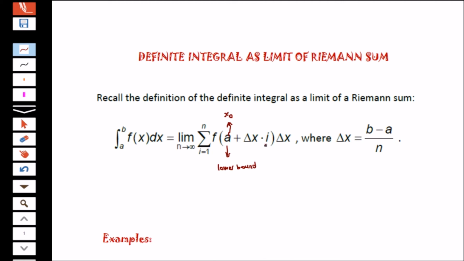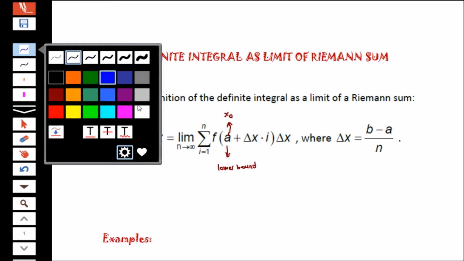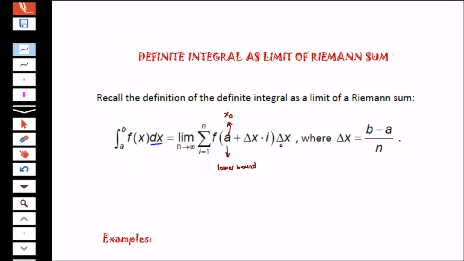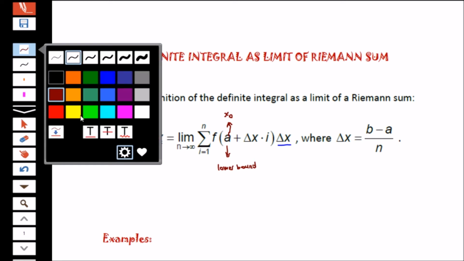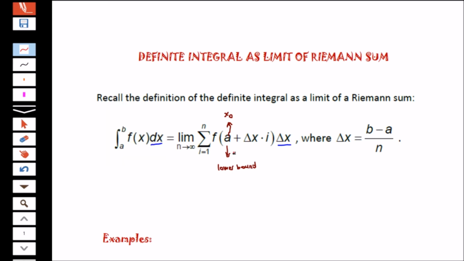I have an index here and delta x. Dx and delta x are similar, and I have another delta x here. To understand which region represents the x value, you can check delta x times i. So a plus delta x times i will give us the x value. And delta x equals b minus a over n. It means that if a is 3 and delta x is 5, then b will be 8.